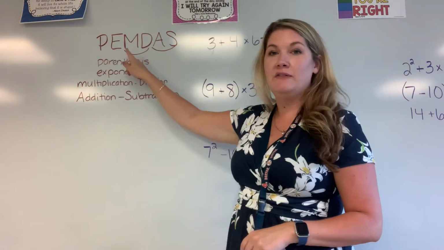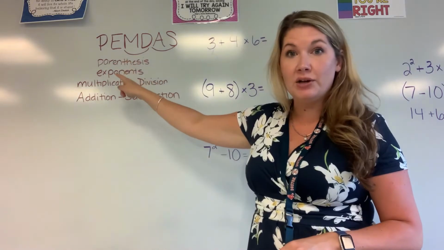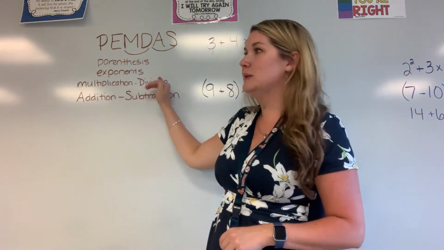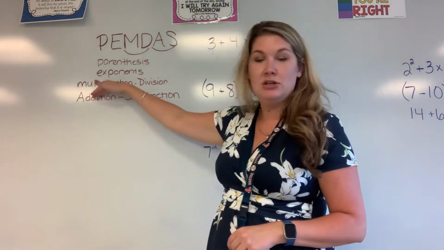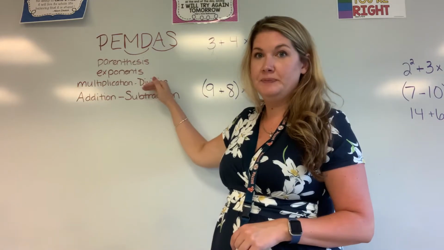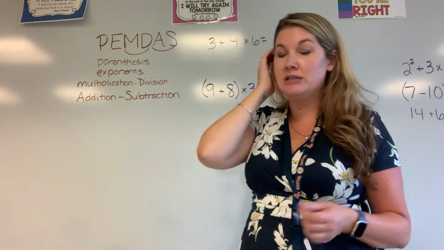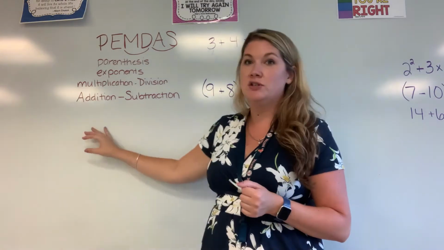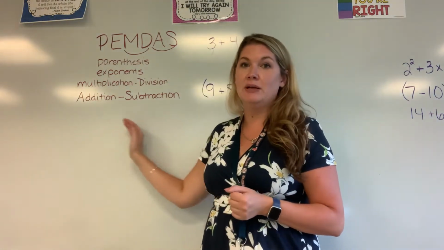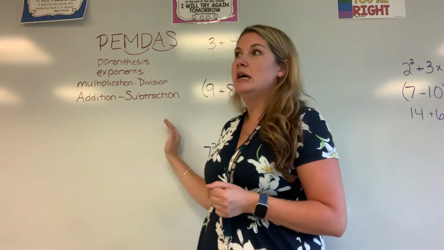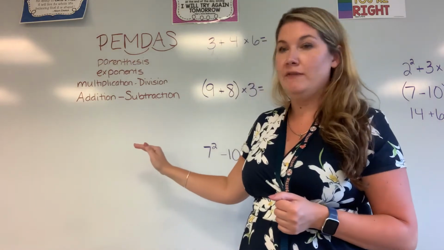The M and the D, if you've noticed, I've grouped them together because they go together. They stand for multiplication and division, but multiplication is no more important than division. It's whichever one comes first, left to right. So if there's division before multiplication left to right, you would have to do the division first. And if the multiplication came first, then you would do that first.